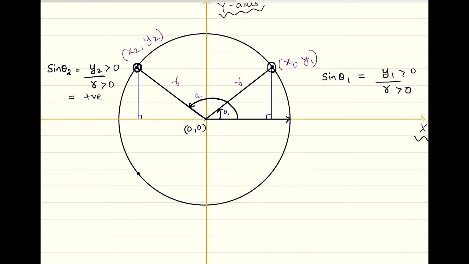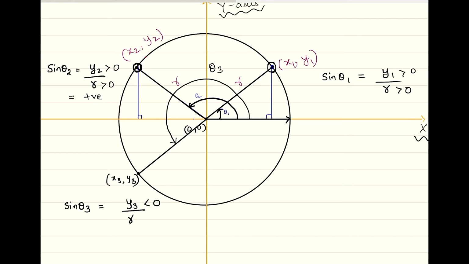Okay, what if the point is in third quadrant? Let's say somewhere here. Then this is the line, right? And this is the angle. This is theta 3, right? And let's say this point is x3 comma y3. So now sin theta 3, what do you get? Sin theta 3 is y3 by radius. If you observe, y3 will be negative because it is in third quadrant, and radius will be positive, so overall you will get it as negative number, right?